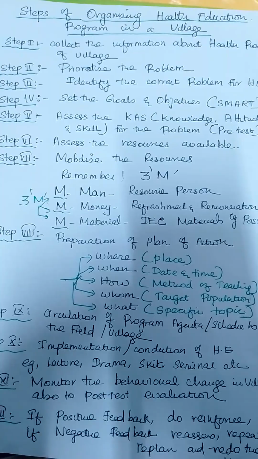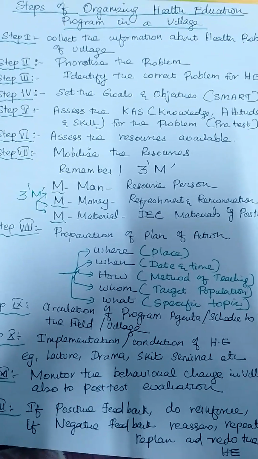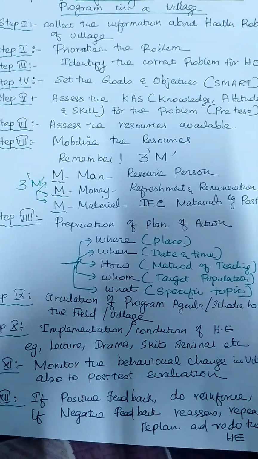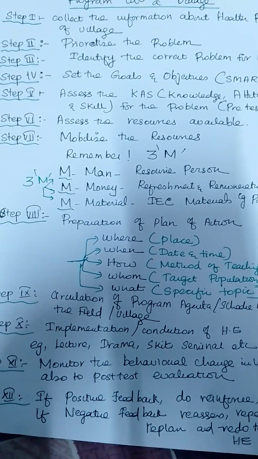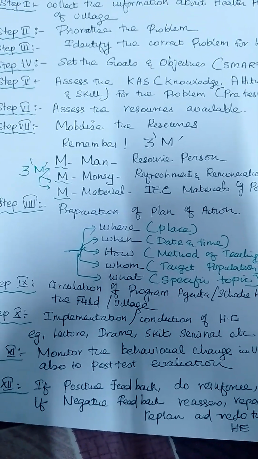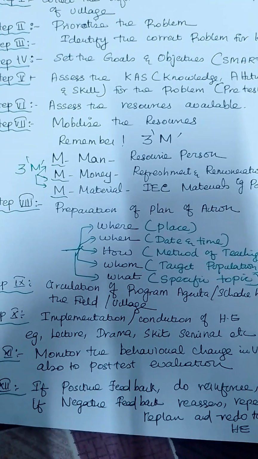And the IEC material, information education communication material, in their own language, posters, is it available? You can take it. Okay, then preparation for the plan of action: what to do, when to do, how to do, where to do, whom to do. So where is the place, what is the time, what is the venue?